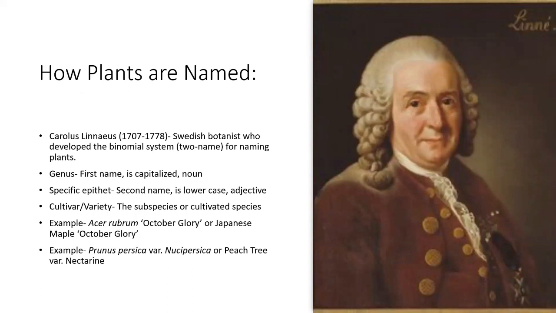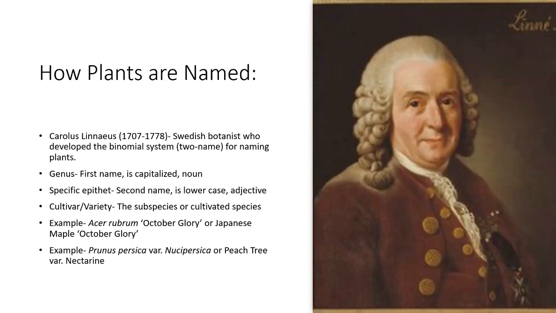All right, so who came up with how plants are named? Who actually came up with this crazy system? This gentleman was Carolus Linnaeus. He lived in the 1700s. He was a Swedish botanist who created this binomial system, or two-name system, for naming plants. So you have the genus and the species, or the specific epithet, which is always going to be the second name. And of course, the cultivar or variety.